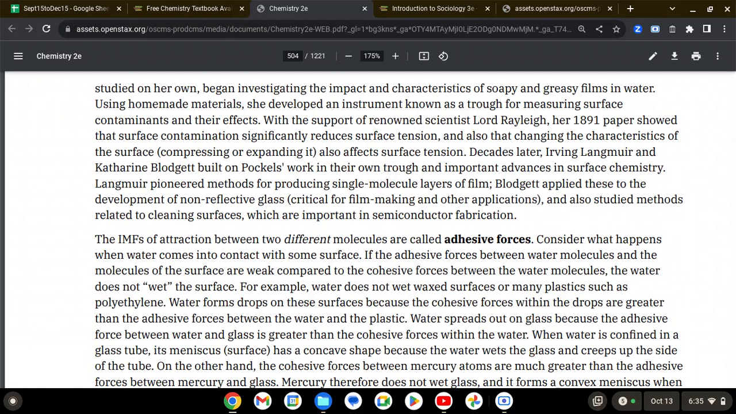With the support of renowned scientist Lord Rayleigh, her 1891 paper showed that surface contamination significantly reduces surface tension, and also that changing the characteristics of the surface, compressing and expanding it, also affects surface tension. Decades later, Irving Langmuir and Catherine Blodgett built on Pockels' work in their own trough and made important advances in surface chemistry.